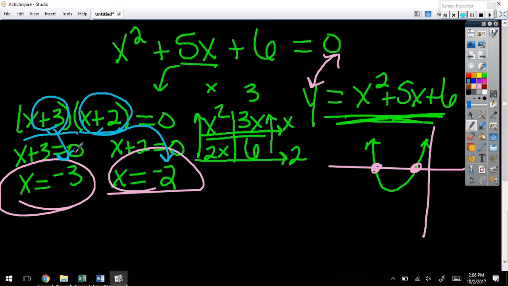So either x plus 3 is 0 or x plus 2 is 0. When you solve that for x, you have to subtract 3 or subtract 2, and it flips the sign. So what you do to get it to the other side is what we're doing. Does that make sense, everybody? All right, that's the answer. Those are the intercepts, which is what we're going to use to graph.